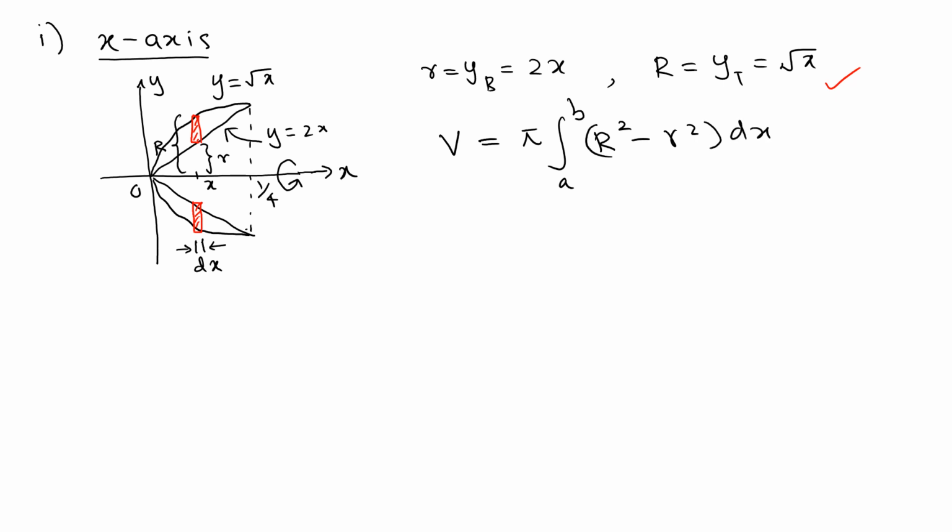dx. So we plug in here. When you plug in, it is pi, integral from 0 to 1/4. The large radius is square root x, so square root x squared, minus the small radius, which is 2x, so 2x squared, and then dx. So that is the integral. If you want to set up the integral, this is the integral. You're done with this one.